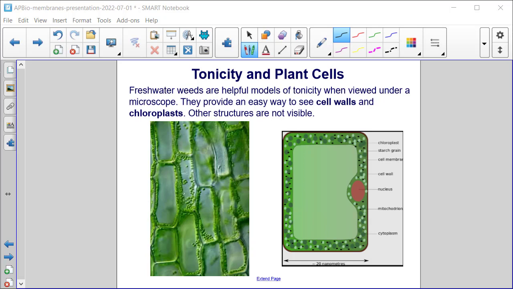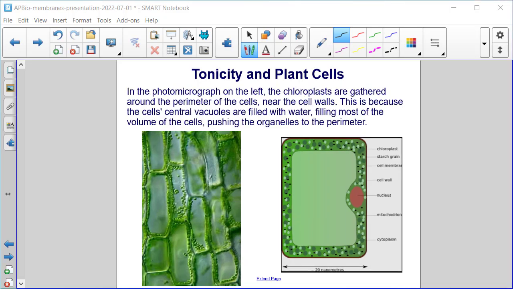Freshwater weeds are helpful models of tonicity when viewed under a microscope. They provide an easy way to see cell walls and chloroplasts. Other structures are not visible. In the photomicrograph on the left, the chloroplasts are gathered around the perimeter of the cells, near the cell walls. You can see them here. This is because the cell's central vacuoles are filled with water, filling most of the volume of the cells, pushing the organelles to the perimeter.